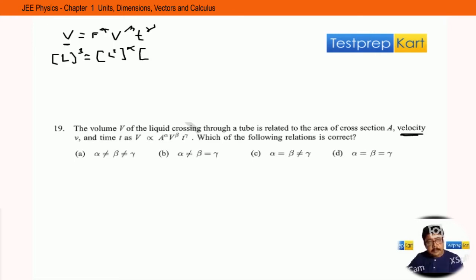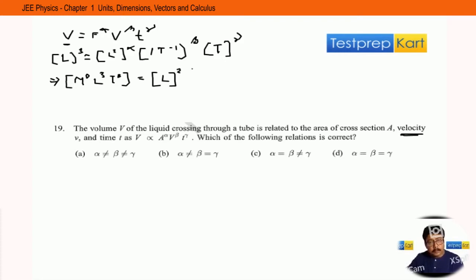Velocity V, so L T to the power -1 whole to the power beta. Now we have a time. T is the time. It should be T to the power gamma. So in these equations we can write M to the power 0, L to the power 3, T to the power 0 is equal to L to the power 2 alpha plus beta, and T to the power minus beta plus gamma. So in this analysis we have got this much.